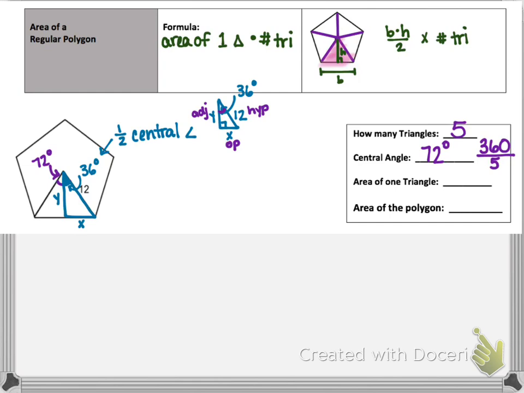First we'll start with X, so I have opposite. And then the only other one that has a number with it is my hypotenuse with 12. So I will have a sine with opposite and hypotenuse. So I have the sine of 36 degrees over 1 equals opposite over hypotenuse, X over 12.